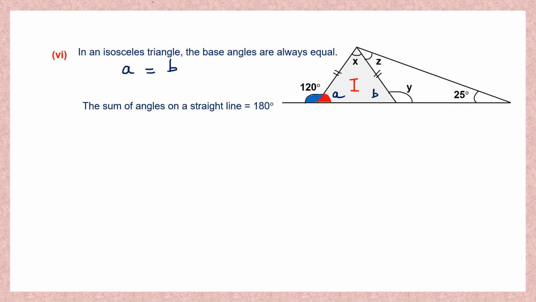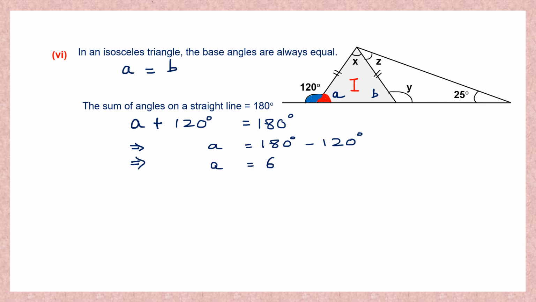Let's find out the value of angle A. A plus 120 degrees equals 180 degrees. That means A is equal to 180 degrees minus 120 degrees. So that means A is equal to 180 minus 120, which is 60 degrees. So now we found the value of angle A to be 60 and that means B is also 60 because they are base angles and they are equal.